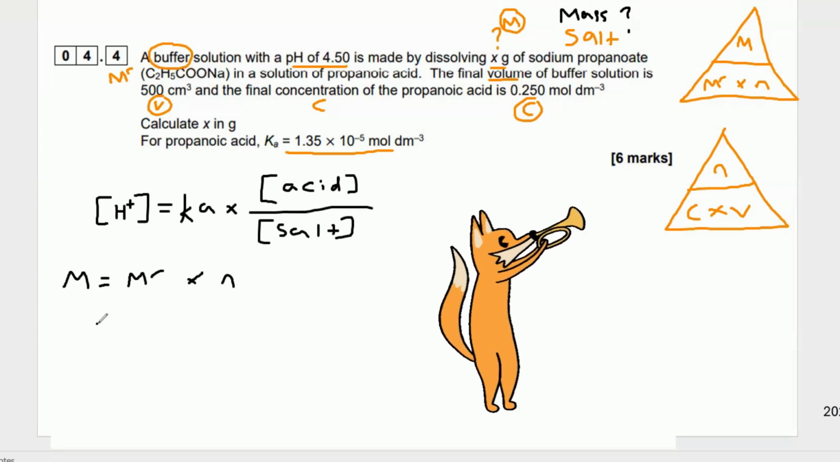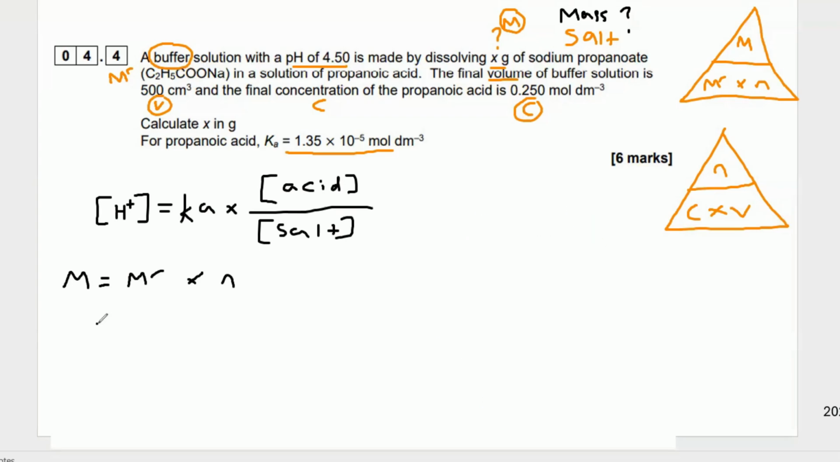Is that 96? I think that's 96. What is that? Yeah, 96. So what I need to do now is find the moles, and then I can work out the mass of the salt and get my beautiful 6 marks. So let's work out how to get the moles.